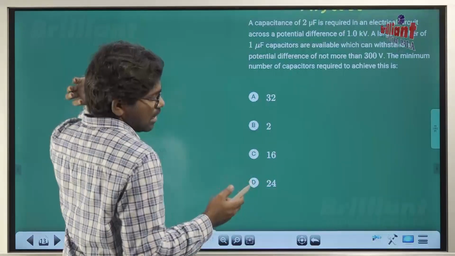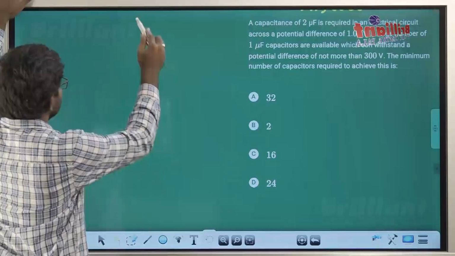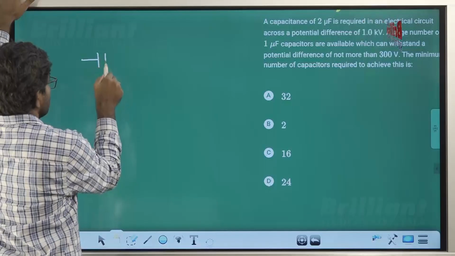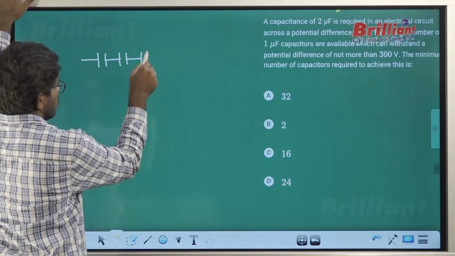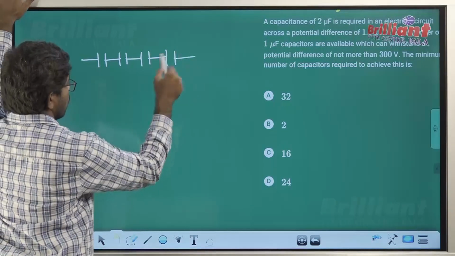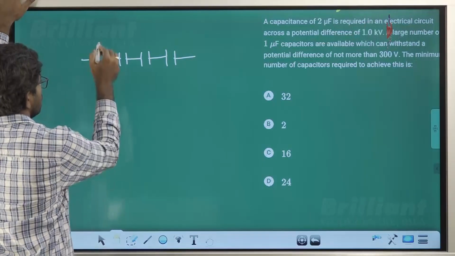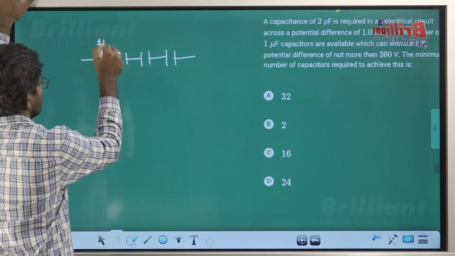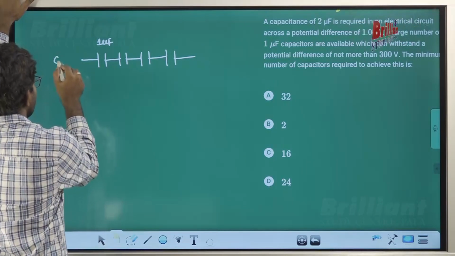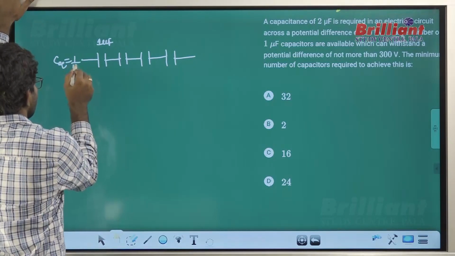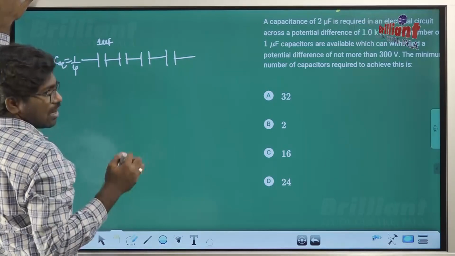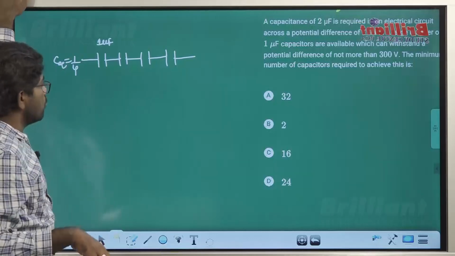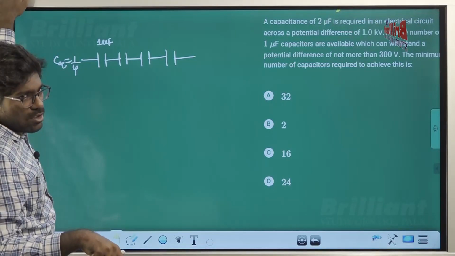In capacitors, when they are connected in series, I think you know the equivalent capacitance. If I connect 4 capacitors like this, each one with capacitance of 1 microfarad, then what is the equivalent capacitance? 1/4, everybody knows it? All of you, yes or no? Series 1/4. In parallel it will be 4.